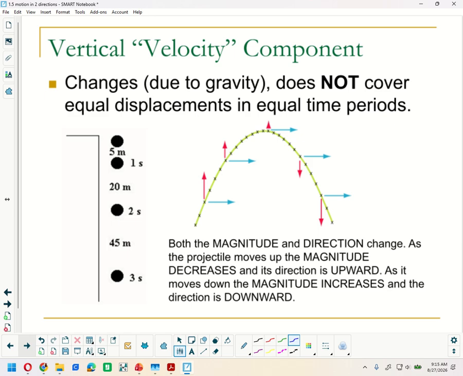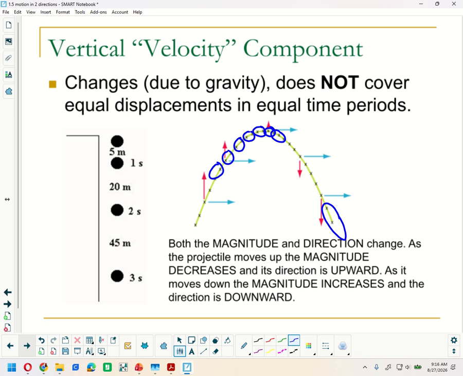Okay, good. So the vertical velocity component changes due to gravity, and does not cover equal displacements. Equal displacement means the spacing between each of these is not going to be equal. If you notice, as you get down here, they're even longer. So it does not cover equal displacement in equal time periods.